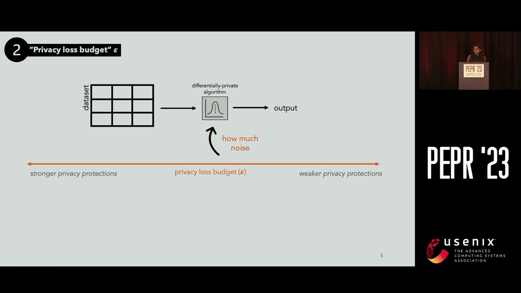Second is the privacy loss budget epsilon. So epsilon determines how much noise is added. Smaller privacy loss budgets mean more noise is added, and therefore we have stronger privacy protections. So epsilon is a unitless and contextless parameter. So saying that we used an epsilon of 1 versus 17, that doesn't mean that much on its own to a data subject. Yet epsilon plays a really crucial role in the strength of privacy protections.